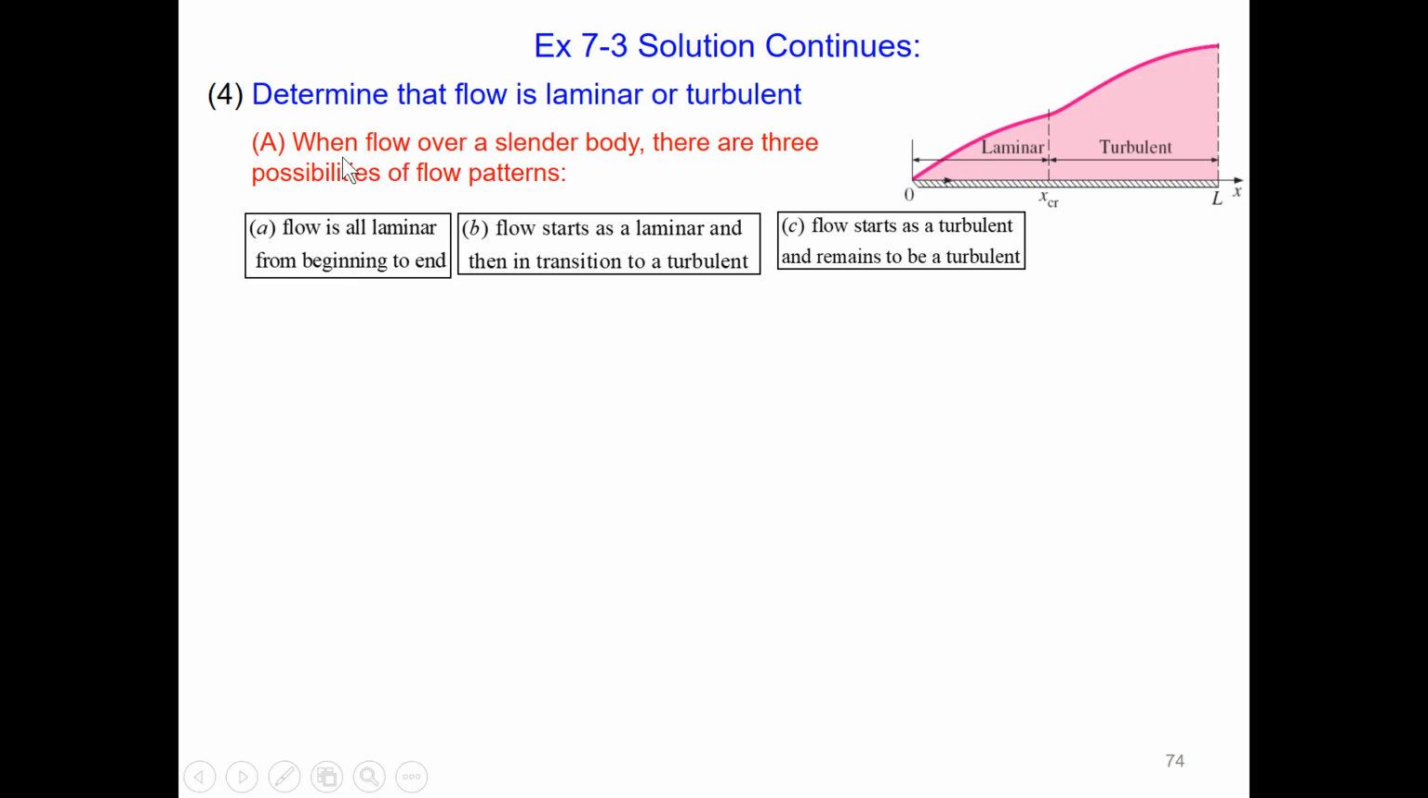When a flow is over a slender body like a plate, there are three possibilities of flow patterns. A, flow is all laminar from the beginning to the end. B, flow starts as laminar and then transitions into turbulent. C, flow starts as turbulent and remains turbulent from the beginning to the end.